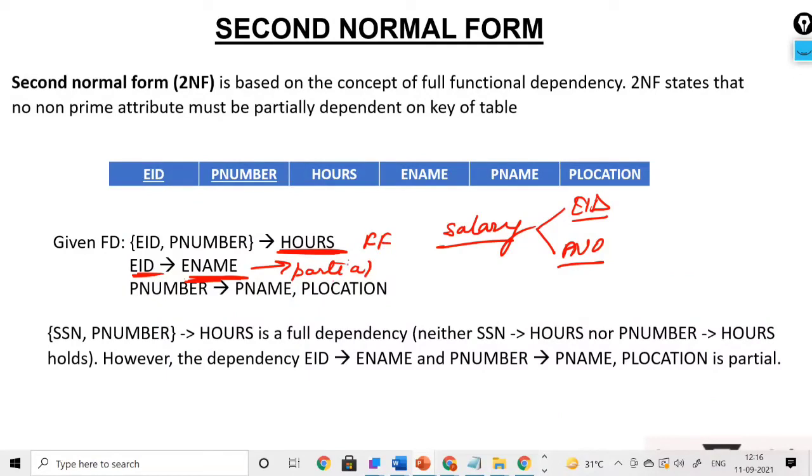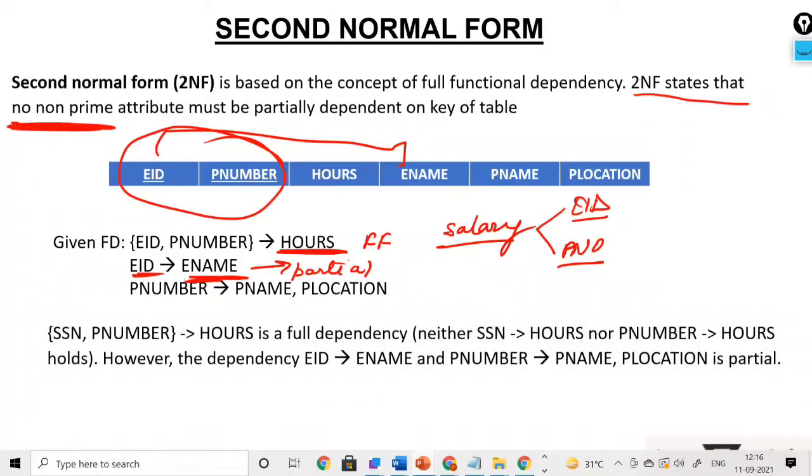Why is this partial? Because the complete key is EID and P number, and by removing P number you can still determine ename. That is, P number is not required anymore, and so this is partial. This is also violating the definition of 2NF, which states that no non-prime attribute should be partially dependent on the key. Ename is a non-prime attribute, and it is depending partially on the key of a table.